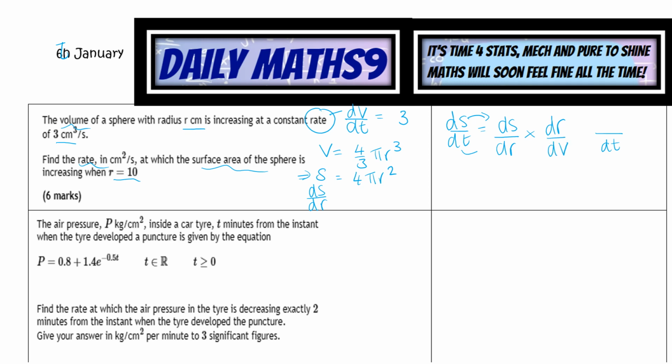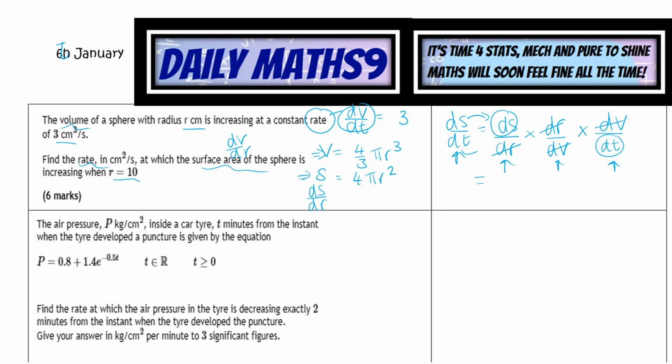And we can get that from this V equation if we do dV by dr, and then we'll have to put it in upside down to get dr by dV. And then what we're given in the question, which is dV by dt, so we can have that on the end. Now these dS by dr, dr by dV and dV by dt, they're not fractions, but effectively the dr's top and bottom can cancel, the dV's top and bottom can cancel, and we'll just be left with what we want, which is dS by dt.